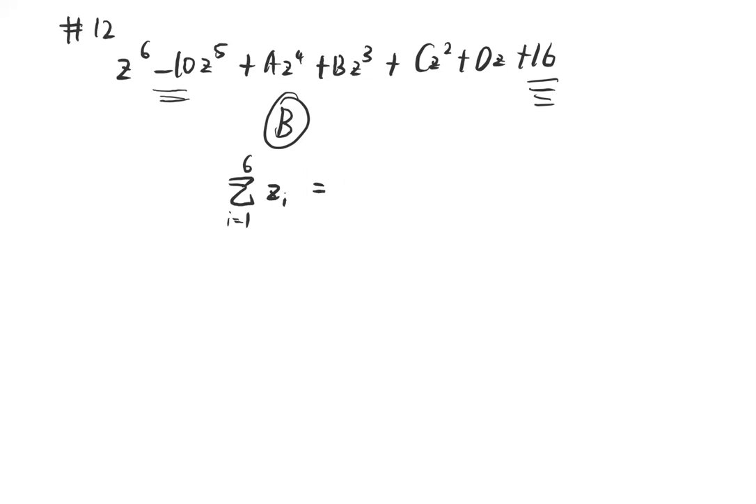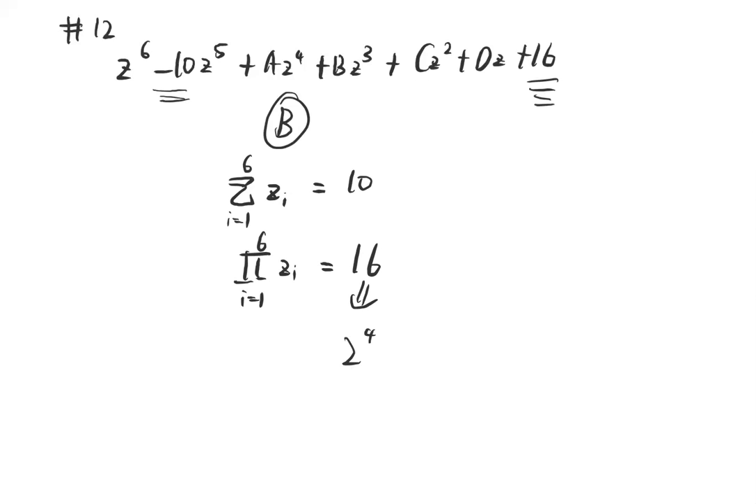The sum is equal to 10, and the product will be 16. And we know that all of them are integers. So what we can do is factorize 16, and we know it's 2 to the power of 4.